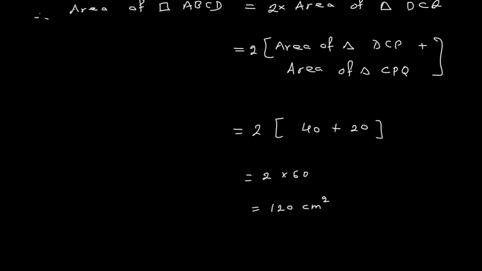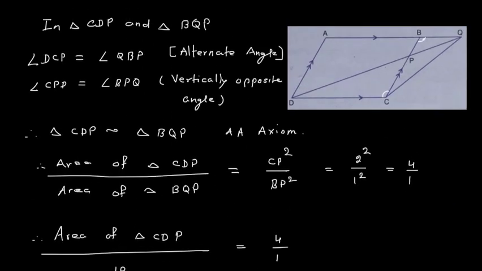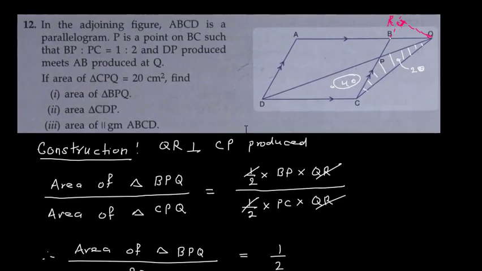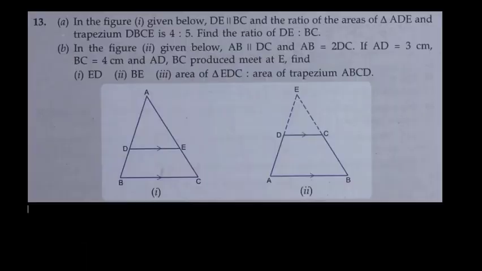So therefore the area of parallelogram ABCD is what? 120 centimeter square. Yes, we got the answer. Okay, this is your question number 12. Now here see this question number 13.